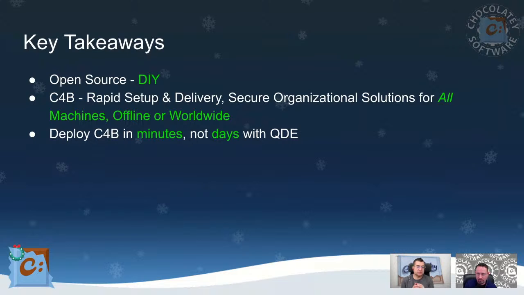And of course, the biggest thing is with QDE, you can deploy Chocolatey for Business in minutes instead of days. Sometimes those older implementations, when you're doing a distributed infrastructure, you've got to work with your VM teams, get all your VMs spun up and stuff like that. This is just one VMDK file. You get it up and running, drop in your license, run one script, and you're ready to go.